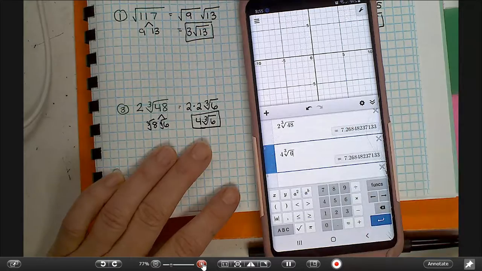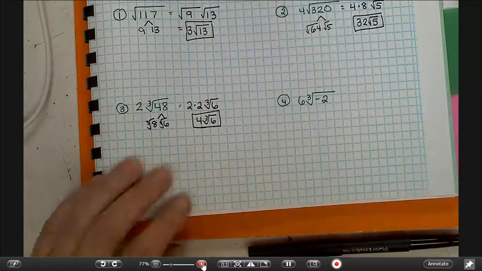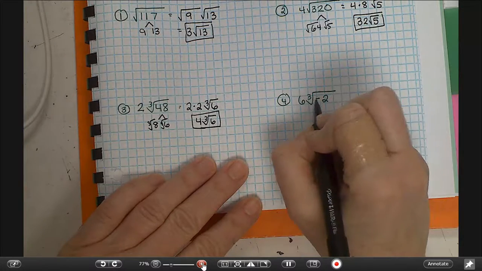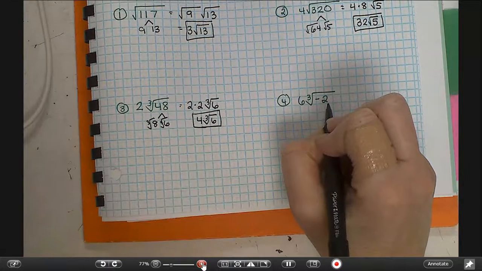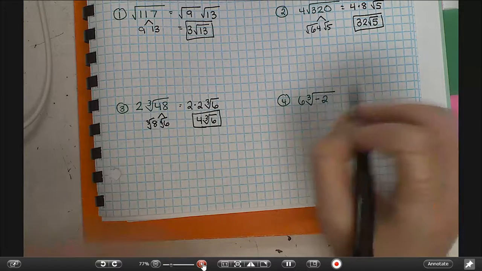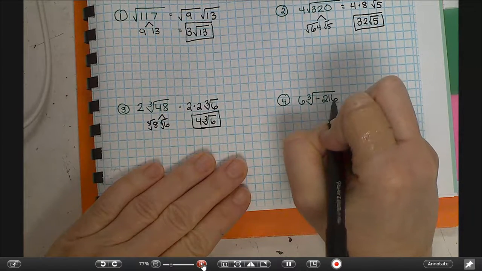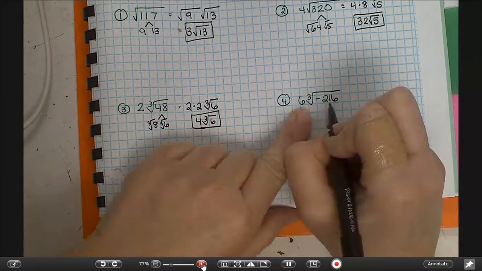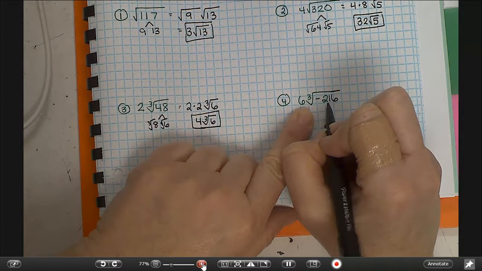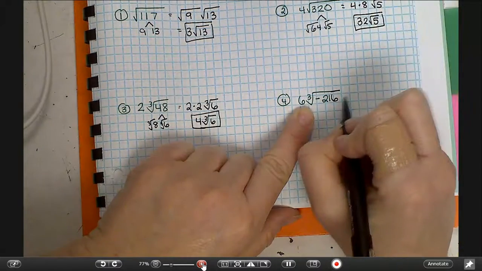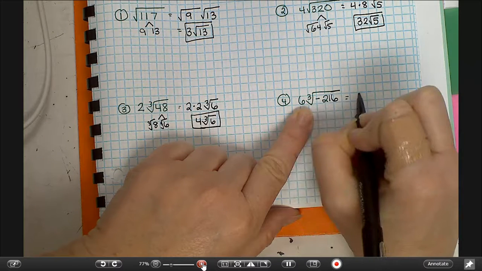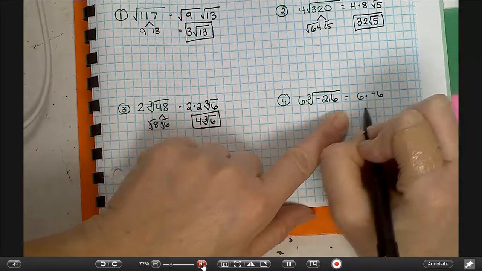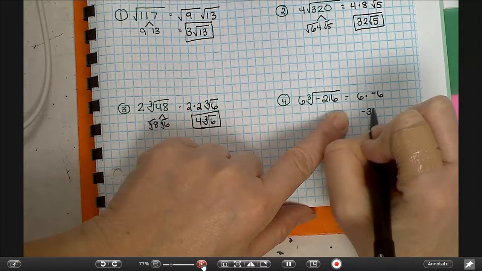And they're exactly equal, which means we got it right. So that's one way you can check it. All right, this next one is 6 times the cube root of negative 216. So let's change that. 6 times the cube root of negative 216 would be, this is perfect, so 6 times negative 6, which is going to be negative 36.